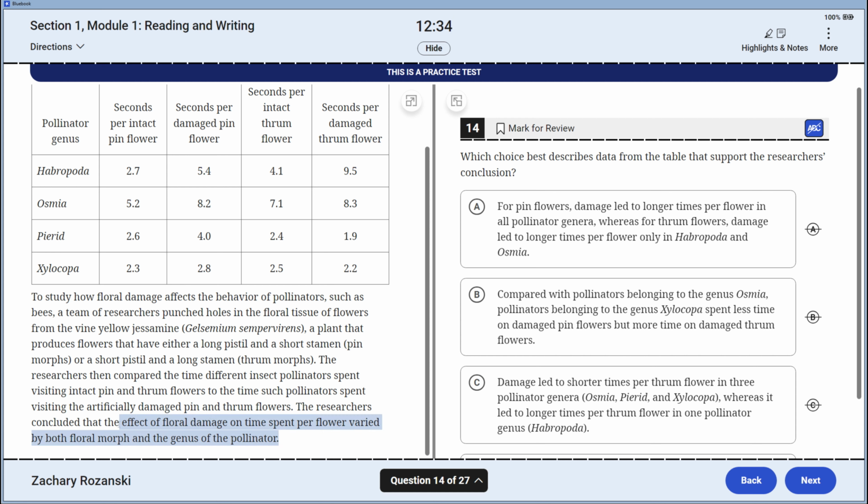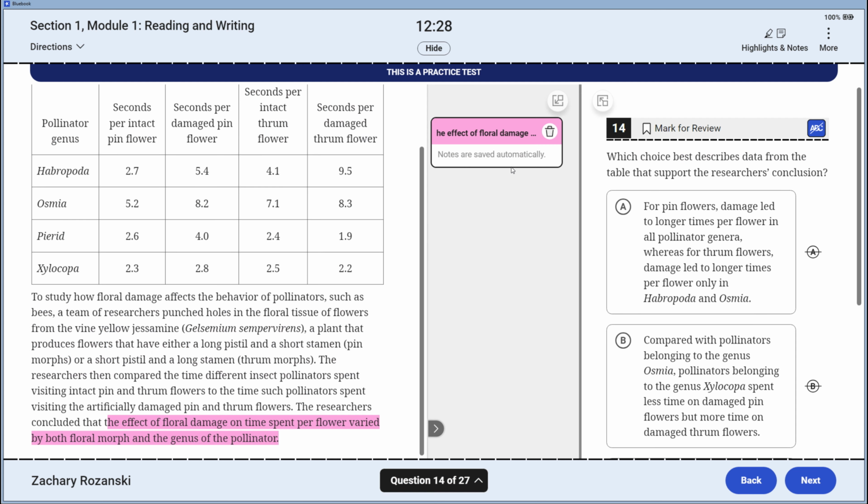Okay, researchers concluded that the effect of floral damage on time spent per flower. This is overwhelming. I love it. All right. The effect of floral damage on time spent per flower, TSPF is what we call it in the biz, varied. So varied is huge. We'll put that in quotes.